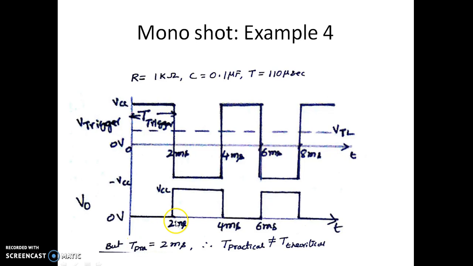But here you can see the practical pulse width of this output waveform is 2 millisecond, whereas theoretically we want to have 110 microsecond. So practical is not tallied with the theoretical one. It is purely because this time is more. So in such a case, if we have such a type of trigger signal, how do we get a practical pulse width equal to the theoretical pulse width?